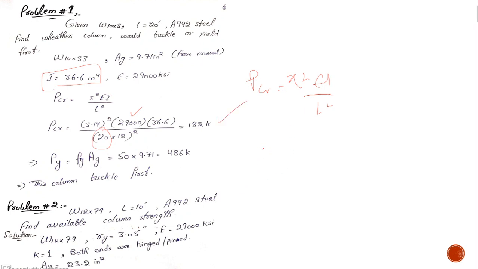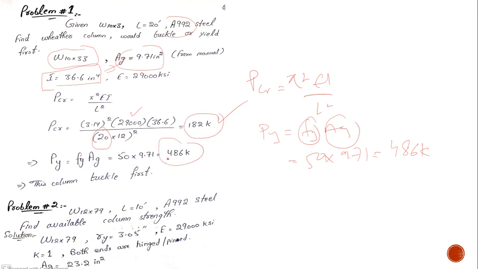At what load does the material yield? The yielding criterion says P is equal to FyAg. Fy is 50 ksi for A992 steel. The gross area is from the manual. This gross area and this I value should both be taken from the manual. So you should go to the manual and find I and the gross area for W10x33. I've multiplied it by 9.71 and I get 486 kip. You see that the P critical value is 182 kips and the yielding value is 486 kips.